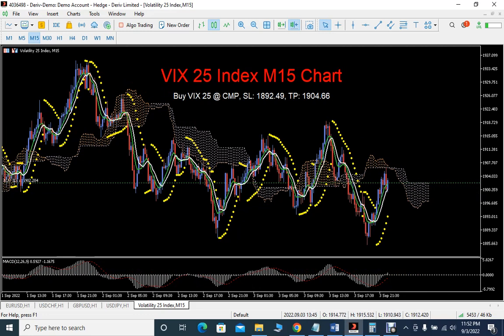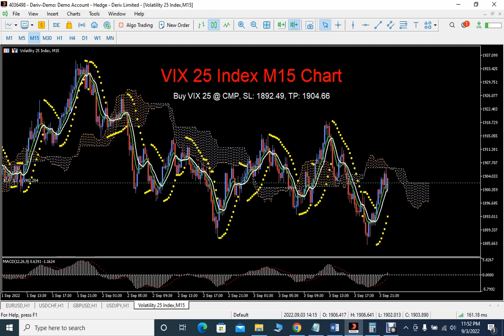First of all, I wait for a signal to come from the parabolic SAR. When the parabolic SAR dots open above, it is a sell signal. And if it opens below here like this, it is the buy signal. So when I see the first dot of the parabolic SAR, I wait for the second and third dot to appear. When they appear, I also look out for the moving average cross.